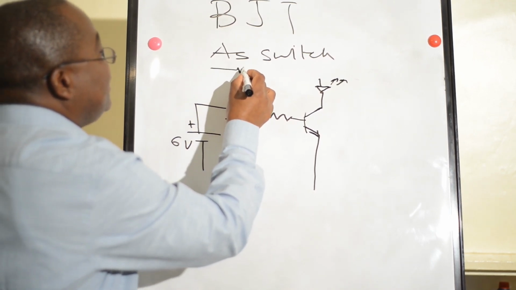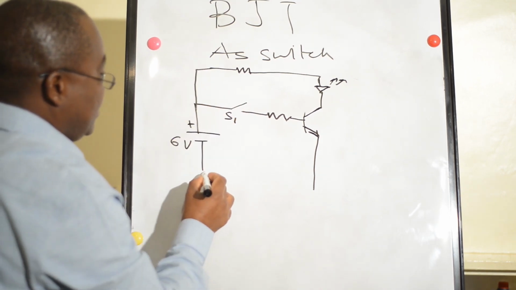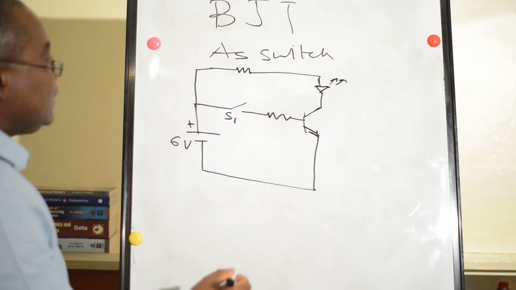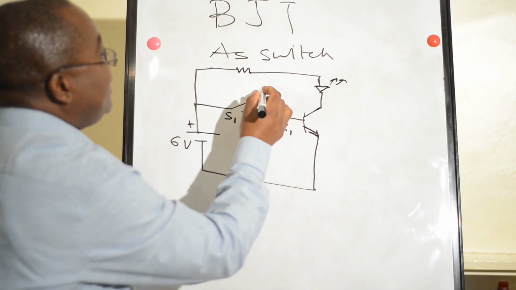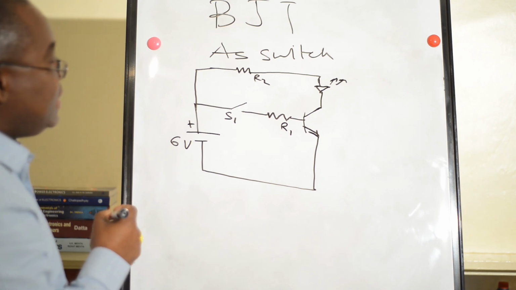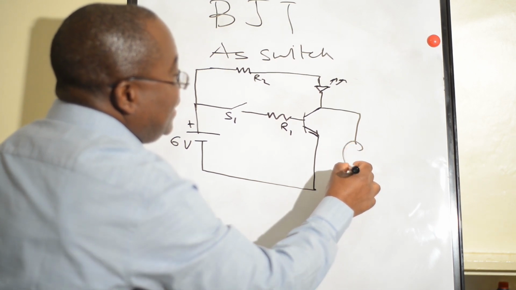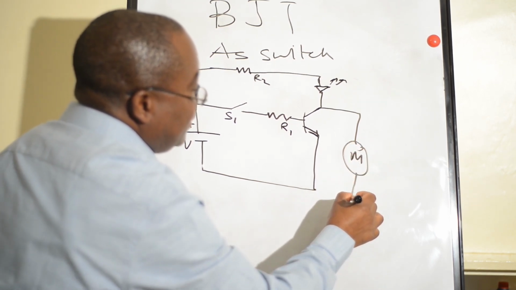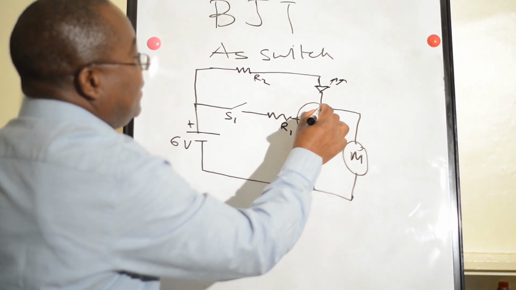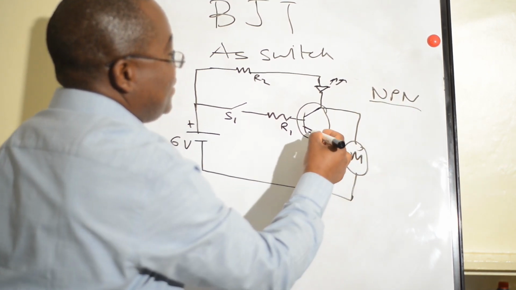Here we have our resistor, and we have our closed loop circuit. Let's say this is R1, this is R2, and we control a motor. Then we have our motor here, and this is our NPN transistor, because the arrow is pointing outward.